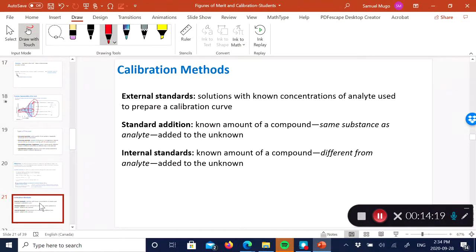So the next part of the chapter is to talk about calibration methods. There are three different types of calibration methods that we're going to talk about in this chapter. The methods involve the external calibration method, the standard addition method, and the internal standard calibration method. And we're going to talk about it in the next segment of the video lecture.